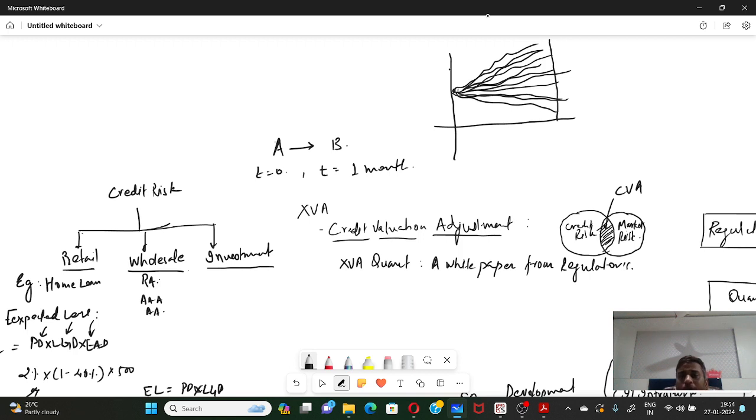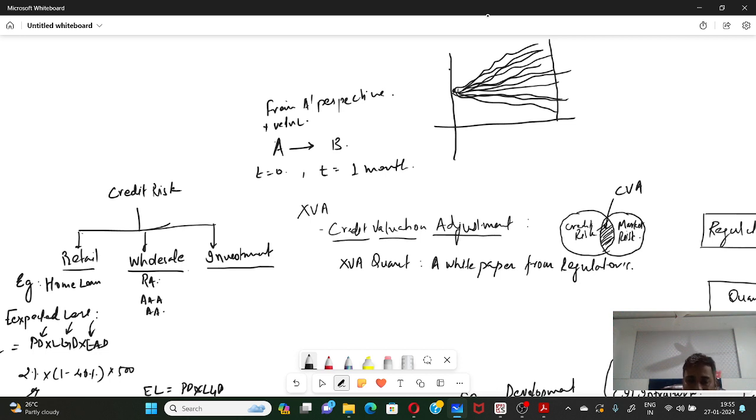Now, looking from A's perspective, what is the risk for A? The risk for A is, on certain days when A has won the trade, or has a net positive PNL, and B refuses to pay that. That is the default risk. That is the credit risk that we are talking about. Correct.